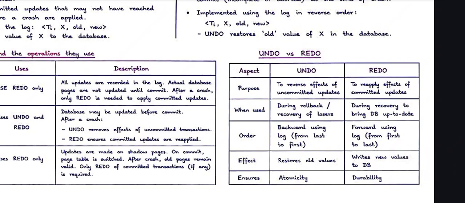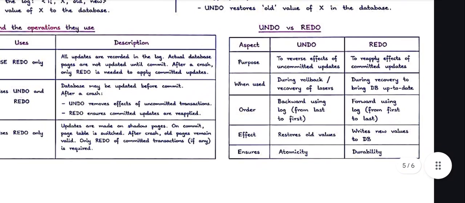Undo versus redo. Purpose: undo reverses the effects of uncommitted updates. Redo reapplies the effects of committed updates. Undo is used during rollback and recovery of losers. Redo is used during recovery to bring the database up to date.